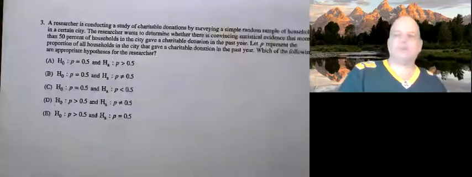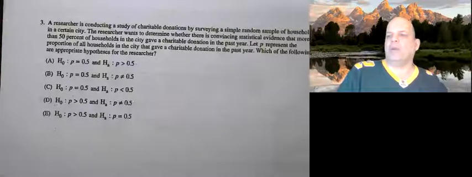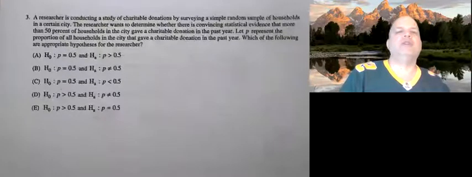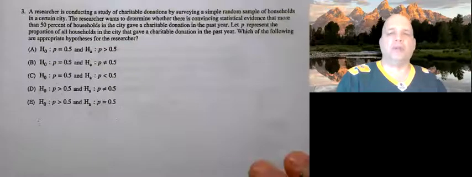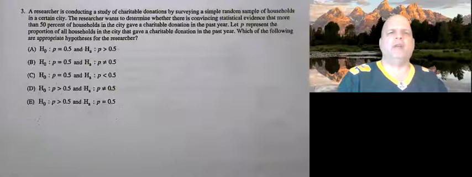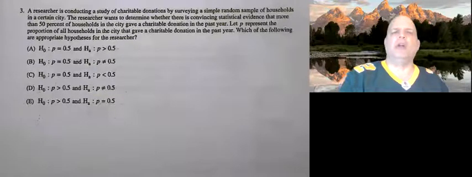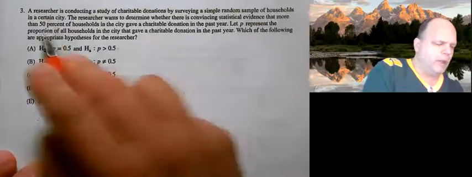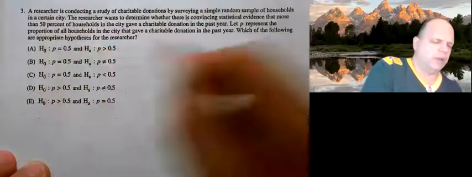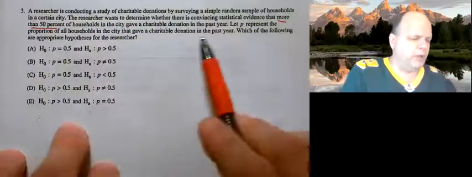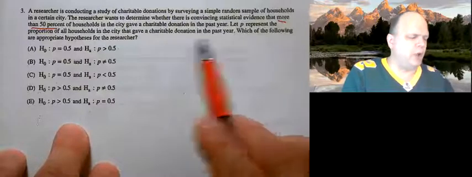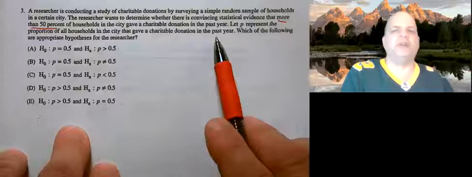All right, moving on to number 3. A researcher is conducting a study of charitable donations by surveying a simple random sample of households in a certain city. The researcher wants to determine whether there is convincing statistical evidence that more than 50% of households in the city gave a charitable donation in the last year. So they want to check for more than 50%, that's going to be important. Let P represent the proportion of all households in the city that gave a charitable donation.